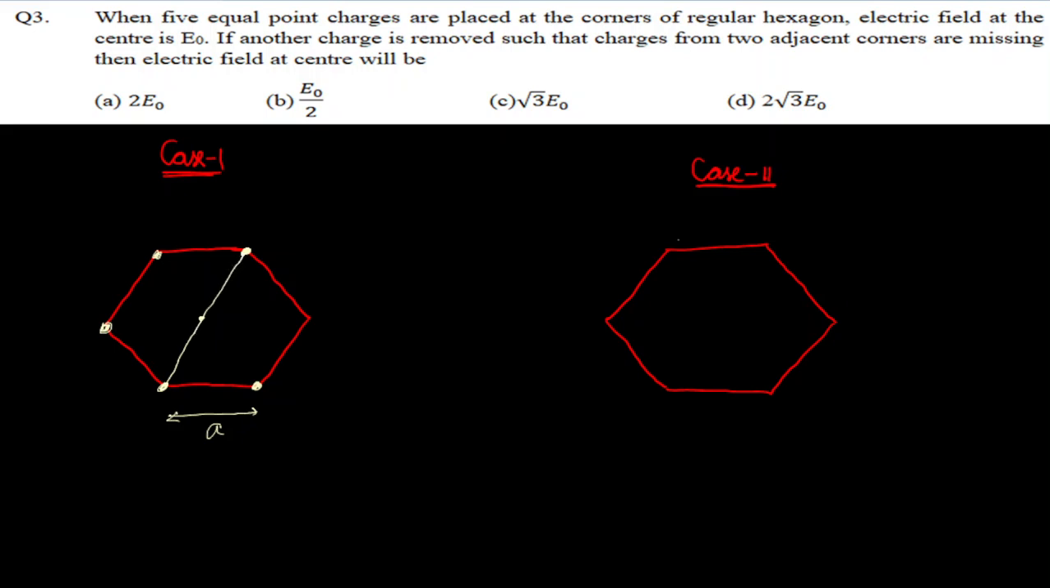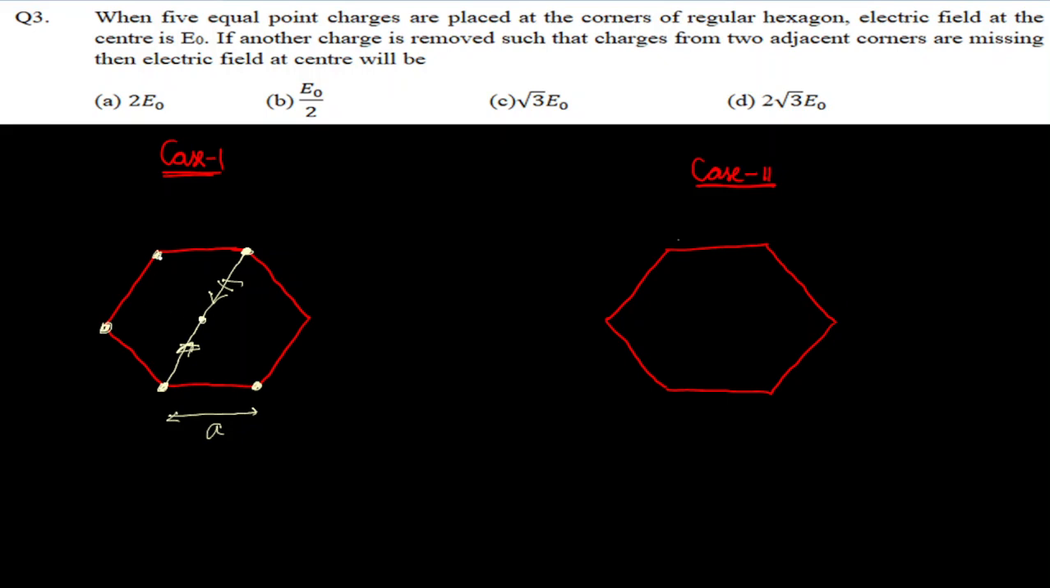Let me just join these 2 charges. This charge will create an electric field along this direction, and this charge will create an electric field along this direction. So these 2 electric fields will be opposite to each other, and all the charges have the same magnitude and are situated at the same distance from the center. So each charge will create the same amount of electric field at the center. So these 2 electric fields will cancel out each other, and the resultant electric field because of these 2 charges will be 0.